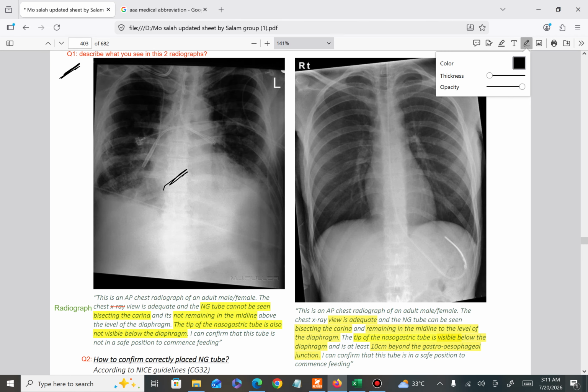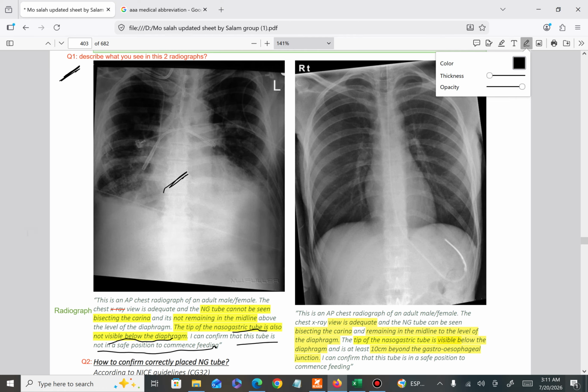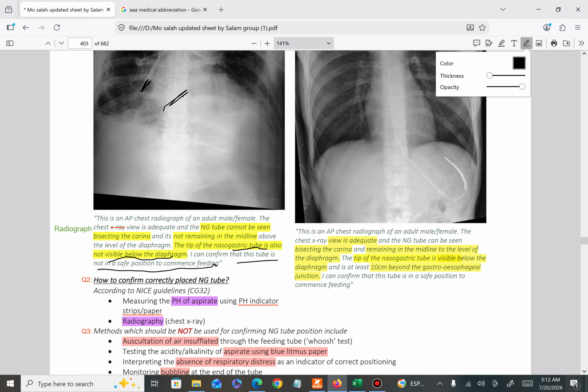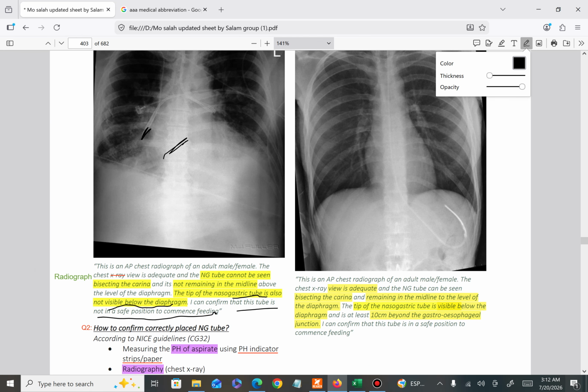Then the radiograph, chest X-ray, the view is adequate, and the NG tube cannot be seen bisecting the carina, and it is not remaining in the midline above the level of the diaphragm. The tip of the nasogastric tube is also not visible below the diaphragm. I can confirm that this tube is not in a safe position to commence feeding. Okay, so you can see the tip is not visible below the diaphragm, so it is not safe.